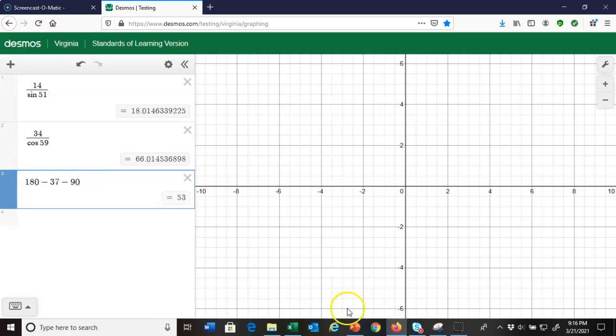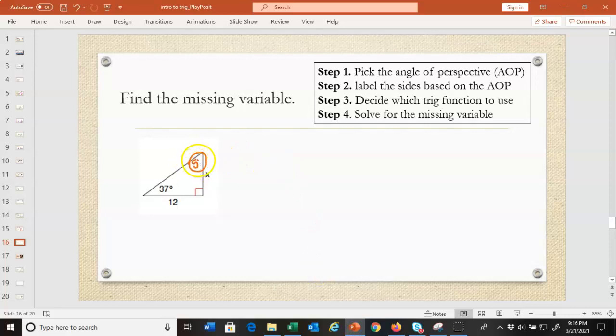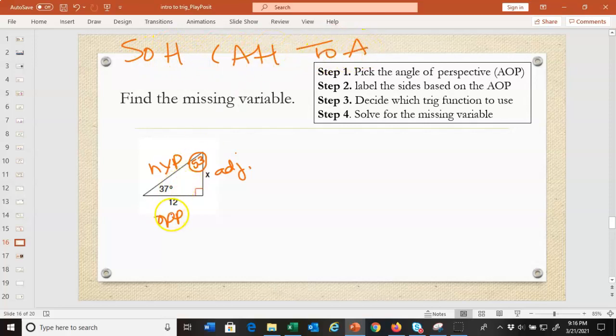And it's 53, so I'll put 53 there. And then I'm going to label the triangle based on that angle. So I have opposite, hypotenuse, and adjacent. According to this angle, let's write SOH CAH TOA. I need X, I need A, and I have O. So I need the one that has A and O. A and O is TOA. That's the only one, so I'm going to use tangent.